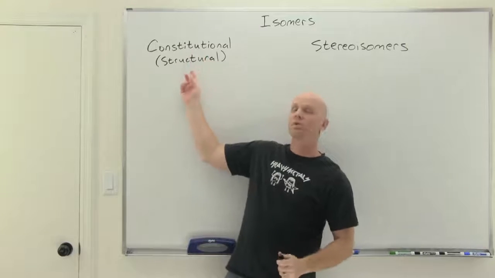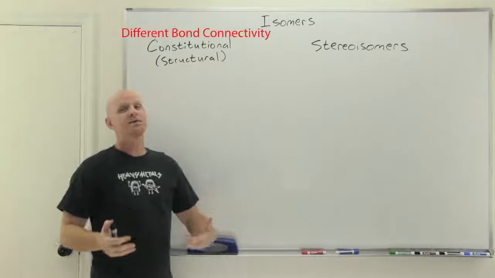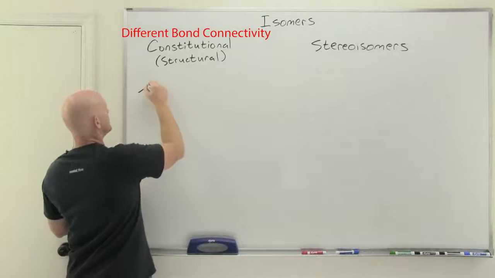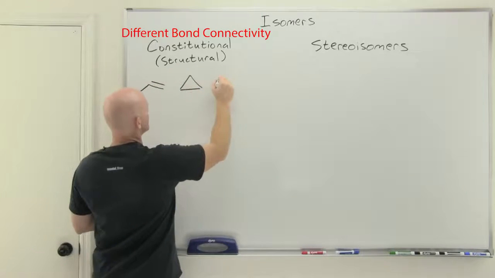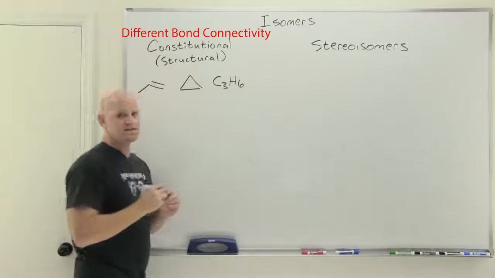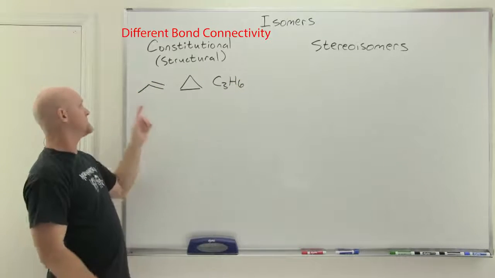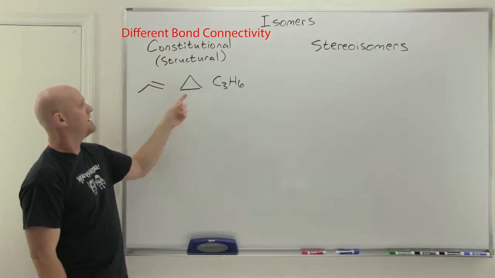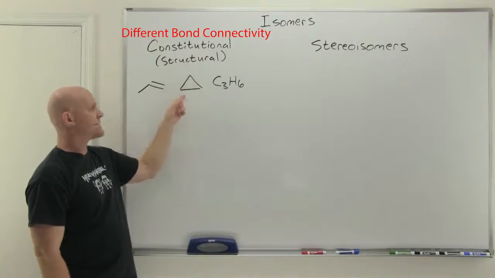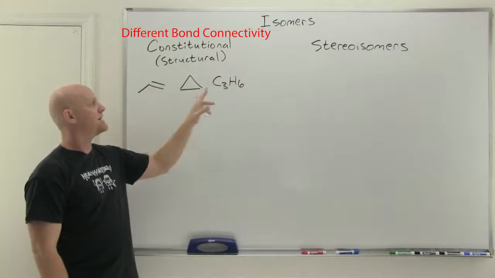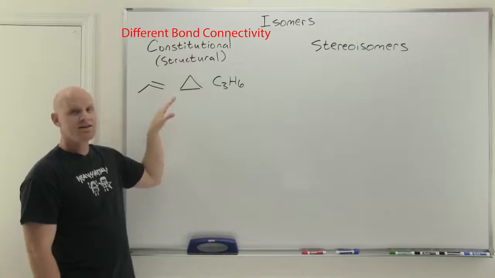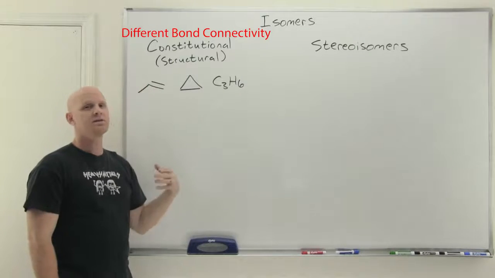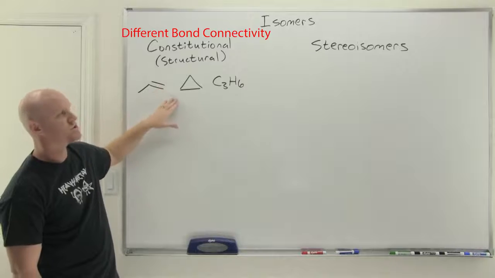Now, constitutional isomers, which are also called structural isomers, have a different bond connectivity. A good example would be this one here and this one here. These both have the formula C3H6. But they have very different bond connectivity. Here you've got 3 carbons in a straight chain, with 2 of the carbons joined by a double bond, so a sigma and a pi bond. Whereas here we have no pi bonds, and instead of a straight chain, we have those 3 carbons in a ring. But both of these have 3 carbons, 6 hydrogens, so they're isomers. They're not identical. And the atoms are bonded in a totally different way, so a different bond connectivity. These are constitutional or structural isomers.